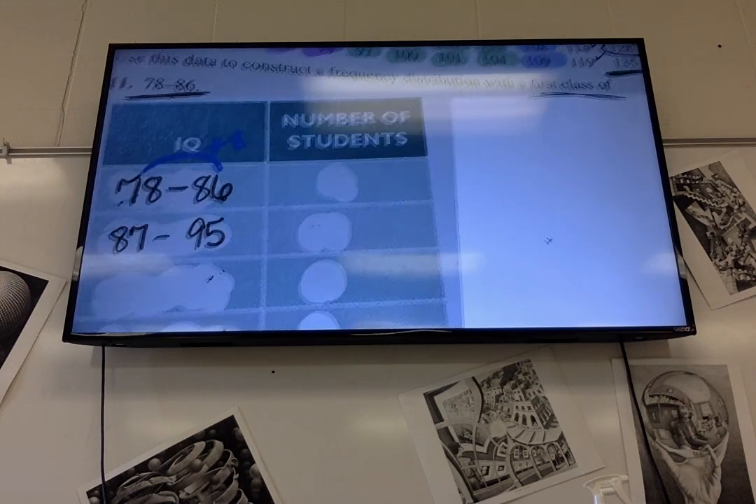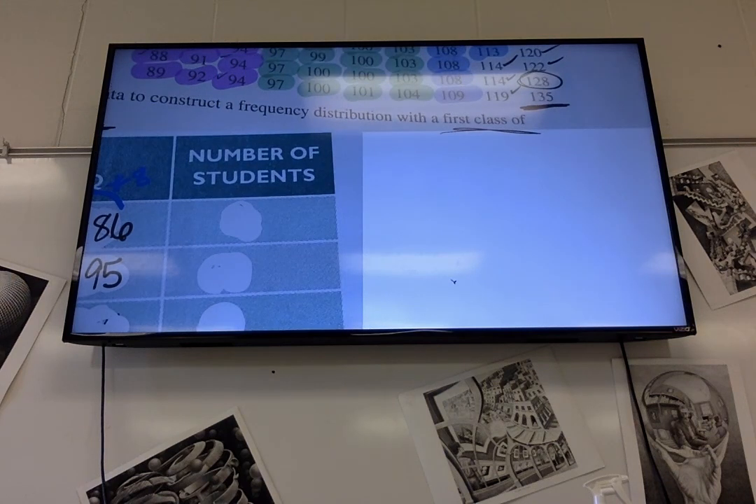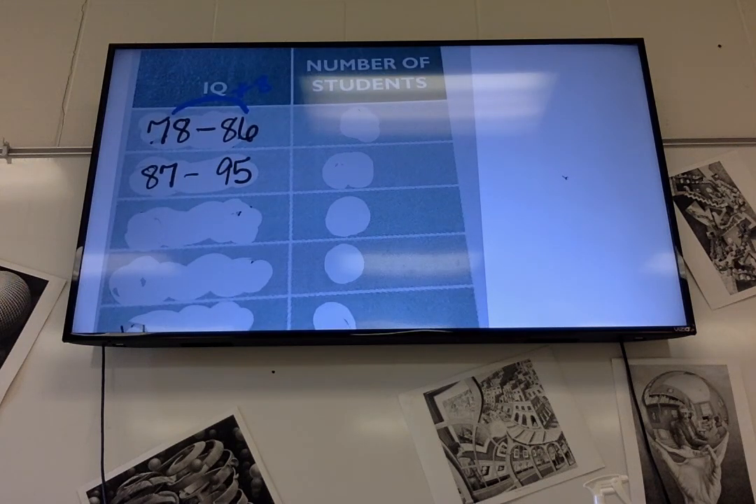Now we're going to keep filling this in until we get a class that has 135 in it, because that's our largest number. That's how we know when to stop. That doesn't mean we have to stop at 135, but it has to have 135 in it. So you go ahead and fill in the rest of these classes, and then I'm going to call on you and have you tell me what they are.